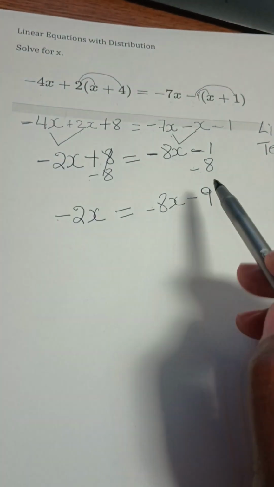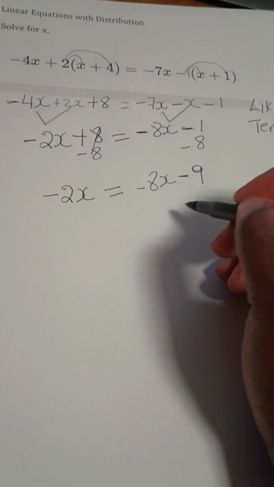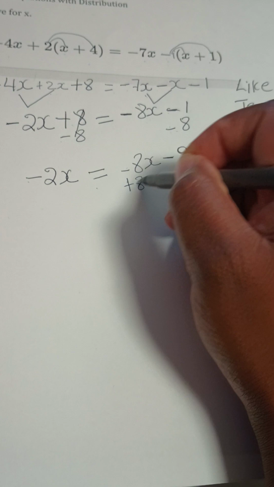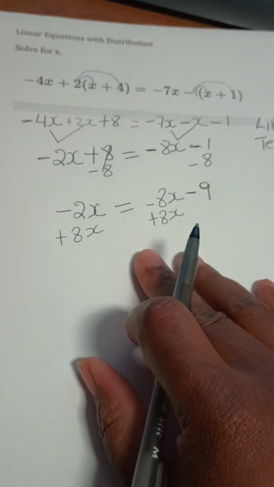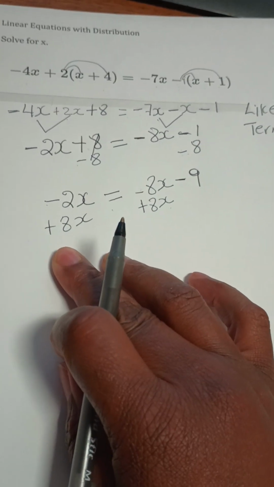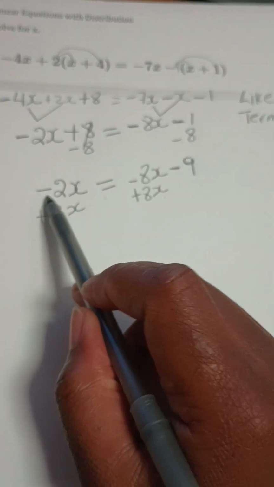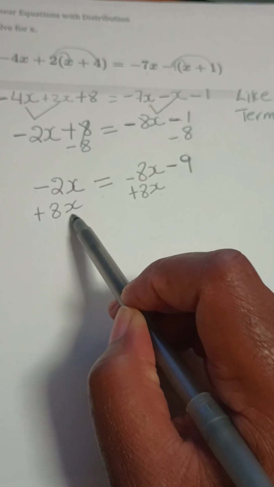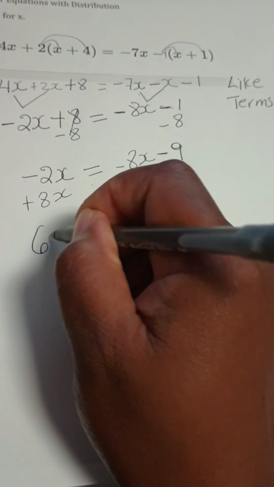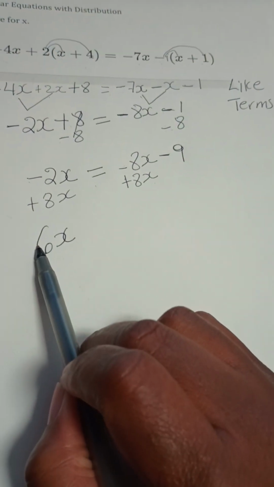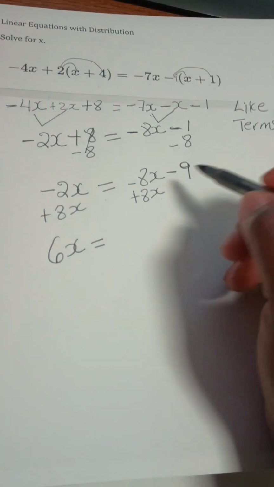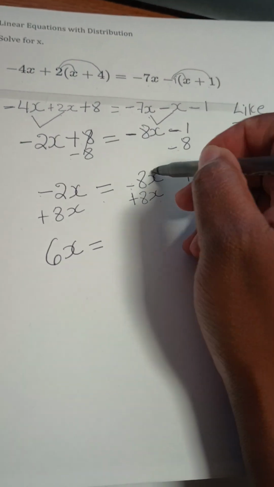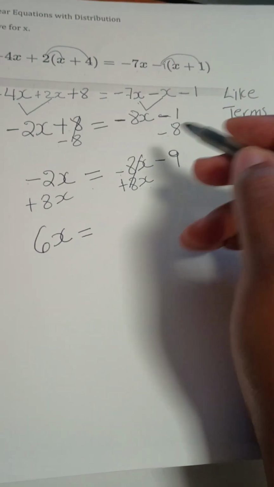I'm solving for x. I need to get all my x's on one side. Here I have a negative 8x. I'm going over the equal sign, so I'm using the opposite sign. So it's plus 8x on both sides of the equation. Make sure whatever you do on one side of the equation, you do to the other side. So now we have negative 2x plus 8x. That's going to give us 6x, positive 6x, and that's going to be equal to negative 8x plus 8x cancels out, so I'm only left with negative 9.